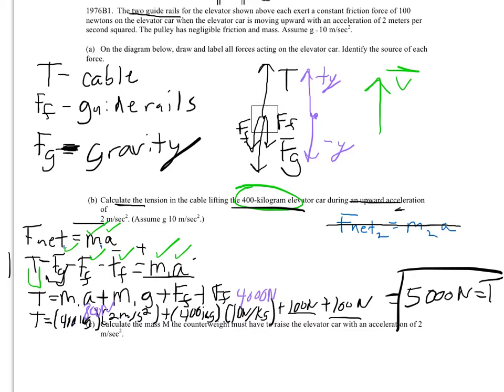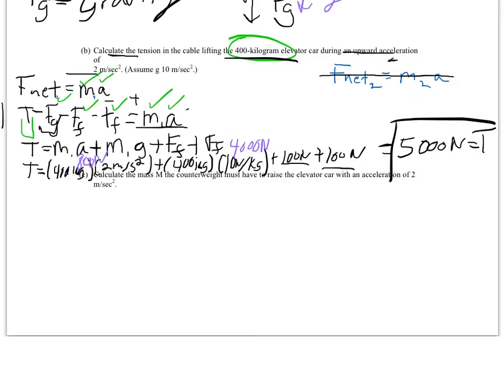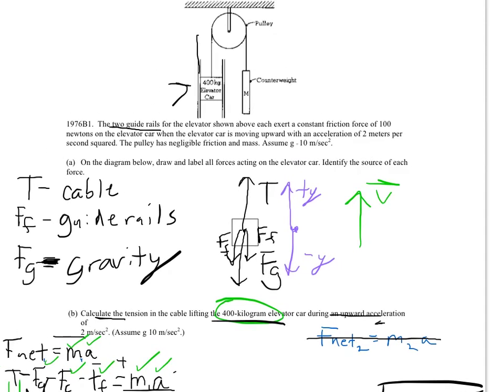On to part C. Calculate the mass m the counterweight must have to raise the elevator car with an acceleration of 2 meters per second squared. Okay, well, let's scroll back up and look at the counterweight, see what that is.